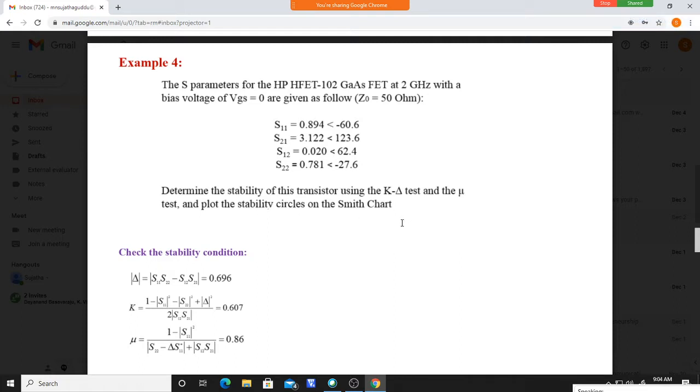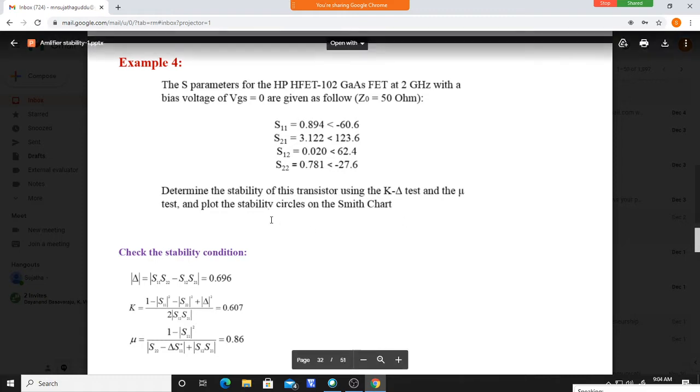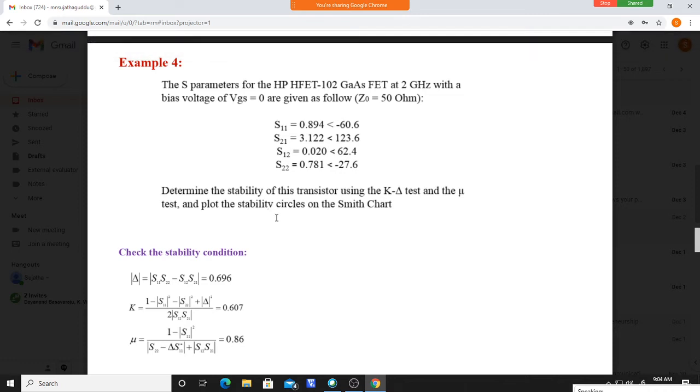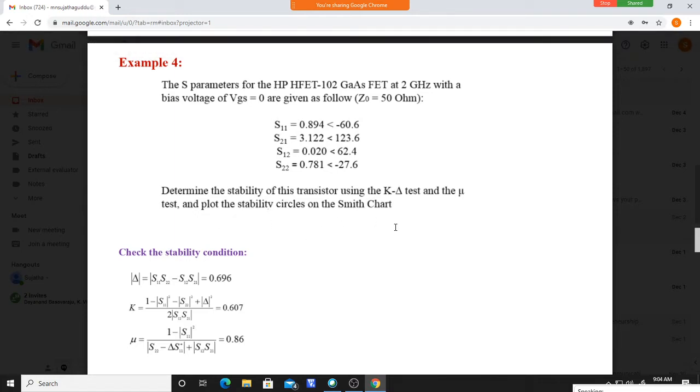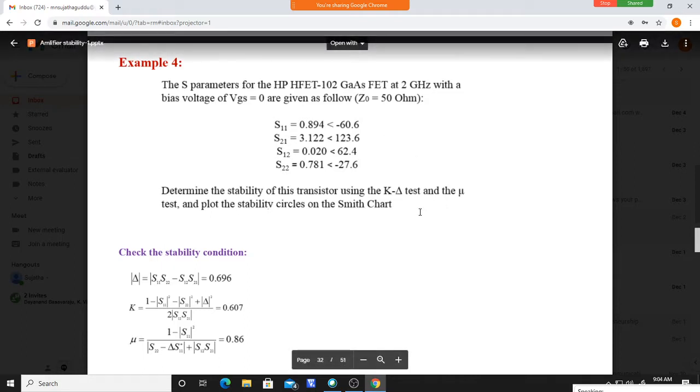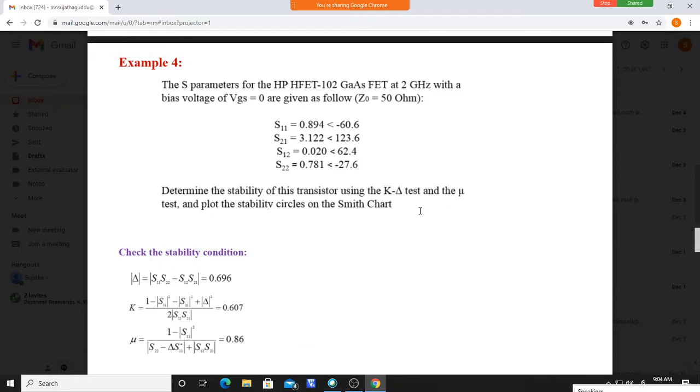As we were discussing in the previous class, if the system is unconditionally stable, you need not go for a graphical method. But in this question, even if it is unconditionally stable, you should plot the stability circles, because it is not an amplifier design. They asked to test the stability.